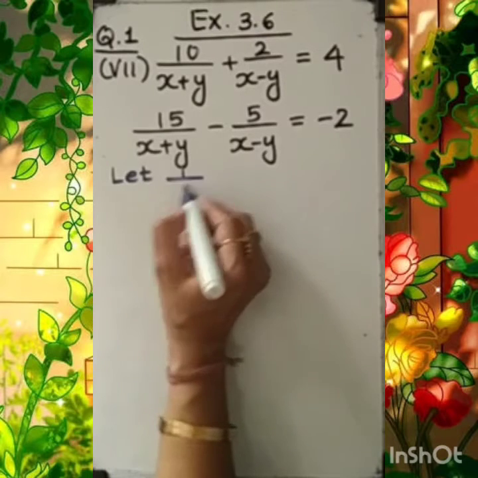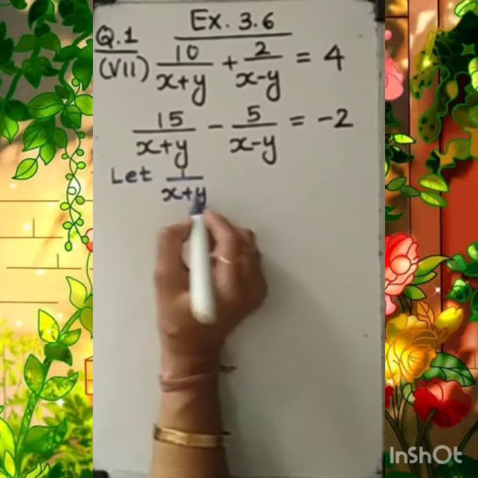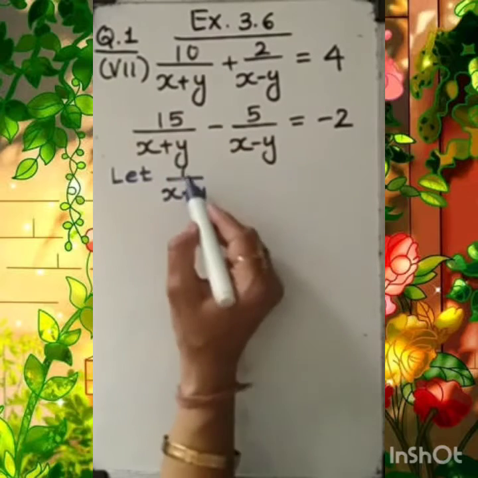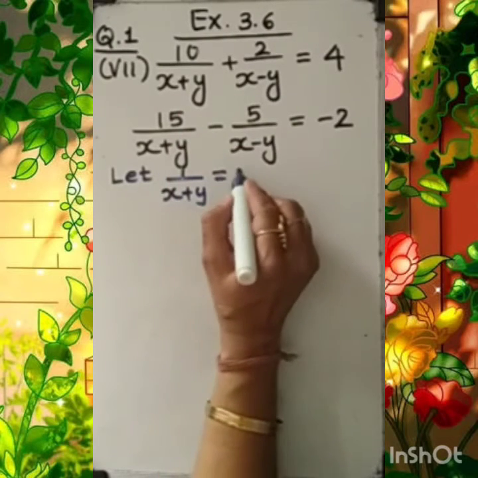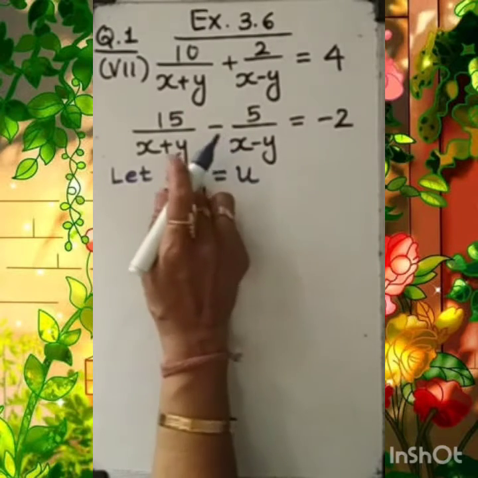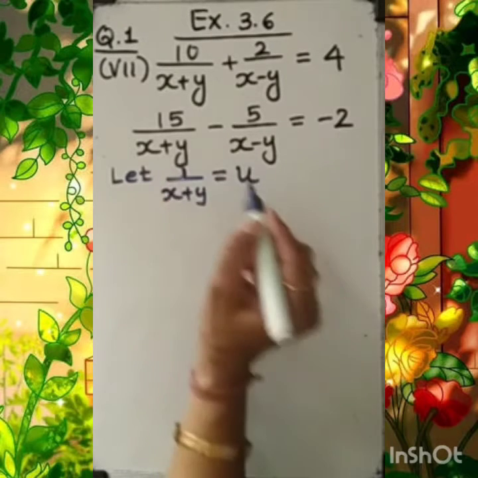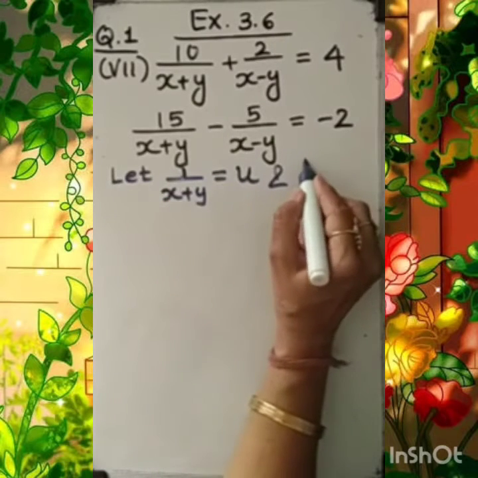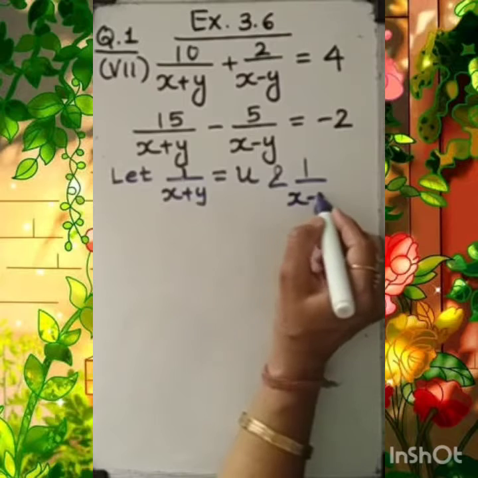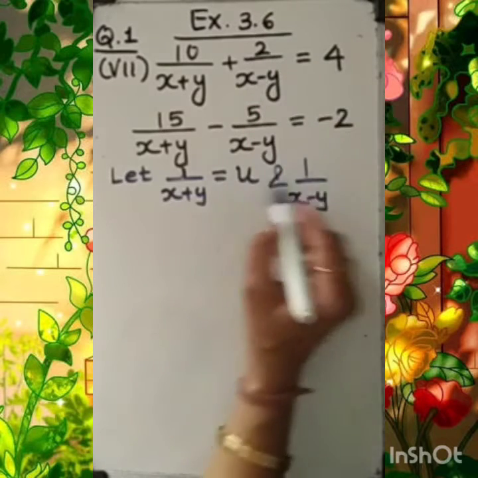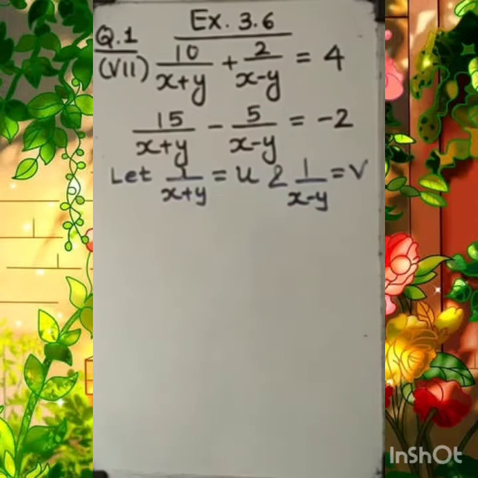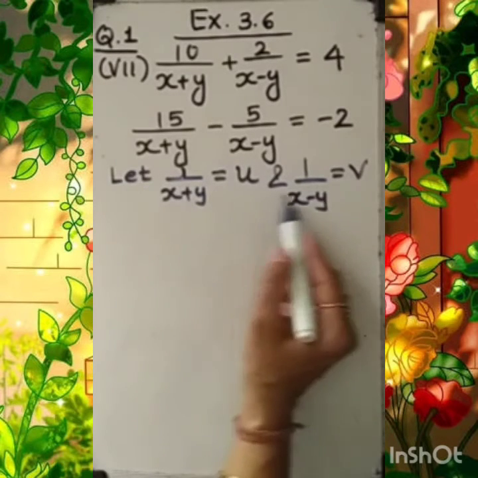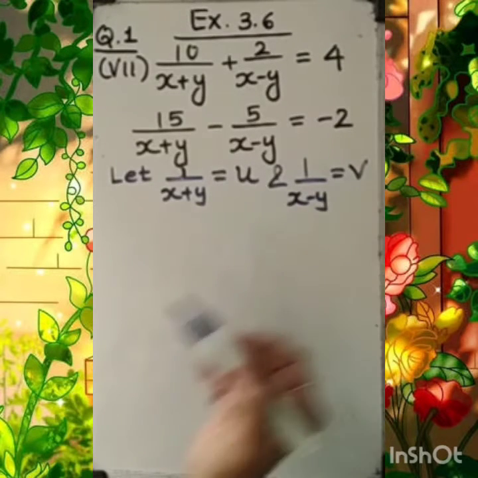Let's assume that 1 upon x plus y is equal to u. And similarly, 1 upon x minus y is there here. For that we are assuming v. So 1 upon x plus y equal to u and 1 upon x minus y equal to v.